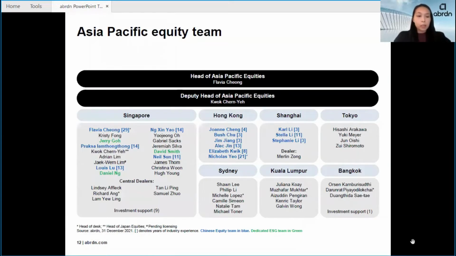On the next slide, slide 12, this is the Asia Pacific equity team. It's headed up by Flavia Cheung, and in Hong Kong and Shanghai, it's headed up by Nicholas Yeo, who is the manager also of this investment company. He has been with the firm for a very long time. He has 21 years of experience, and in the team in Hong Kong and Shanghai, you can see all the names in blue are the members who look closely at Chinese equity.